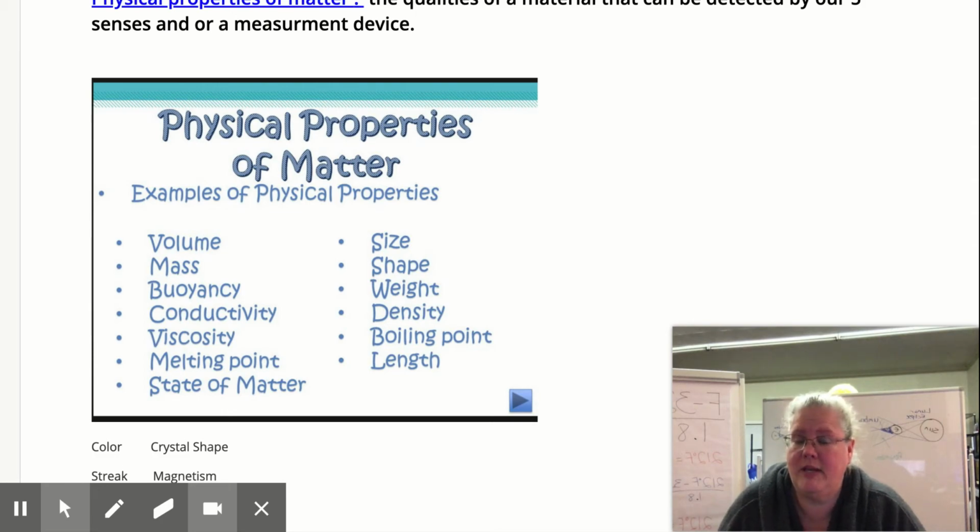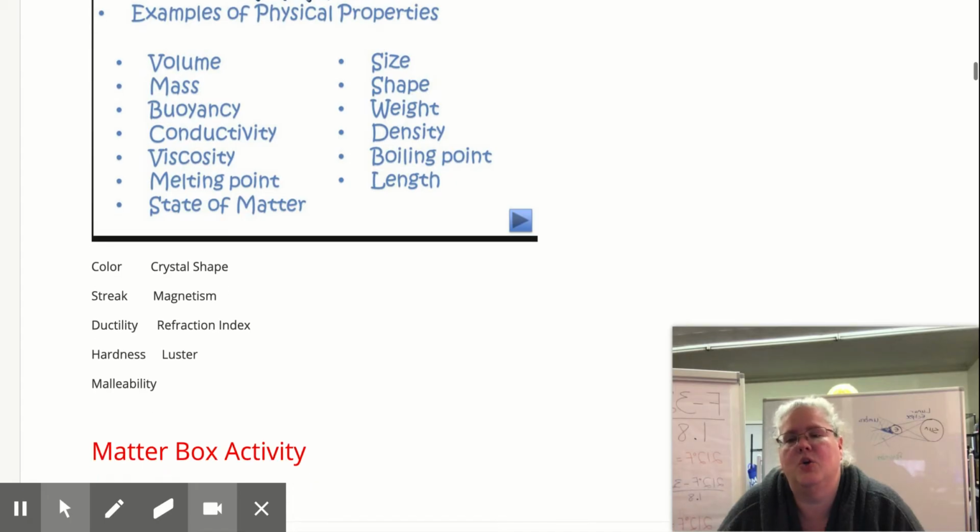Because remember, mass is the same everywhere in the universe, but weight is dependent on gravity. So our weight, remember, on the moon is different than our weight here. So we like mass in science better. Density, that is its mass compared to its volume, its length. All of these different things are physical properties, like color, crystal shape, streak, magnetism, reflectivity index, luster, ductility, can be pulled into a fine wire, hardness, malleability.